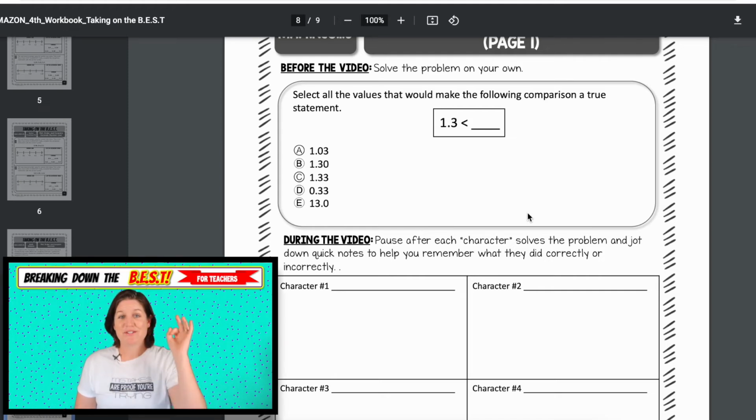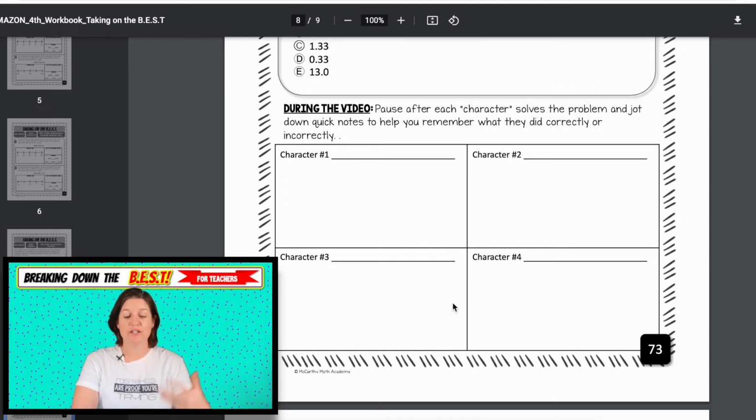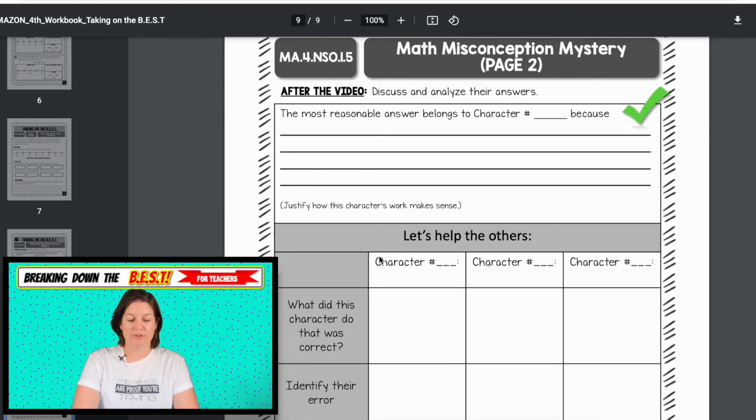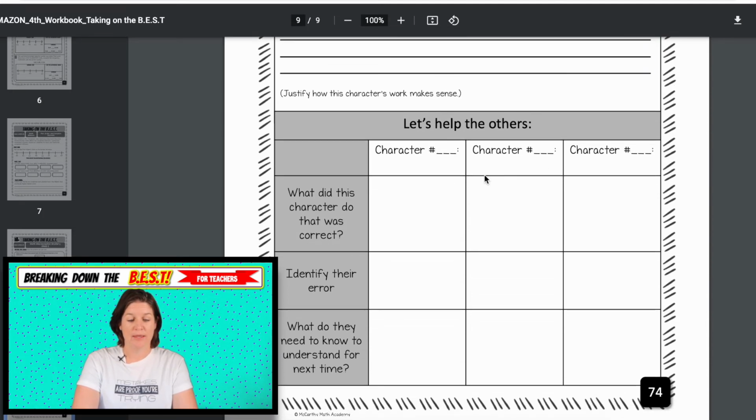3 of those characters solve the problem incorrectly. One of them has the most reasonable answer. After each character presents how they solve the problem, you will take time to pause and allow your students to jot down their notes. And finally, they fill out their detective report. They'll state who has the most reasonable answer, and why, so they're justifying it. And then the other 3 characters, what did they do that was correct? What was their mistake? And what do they need to know for next time?